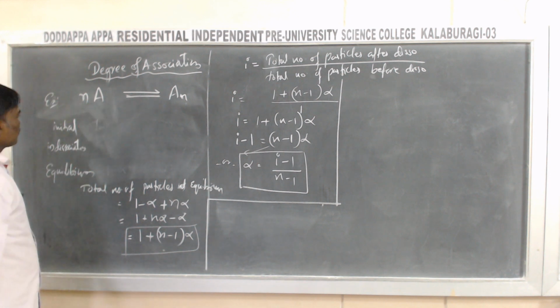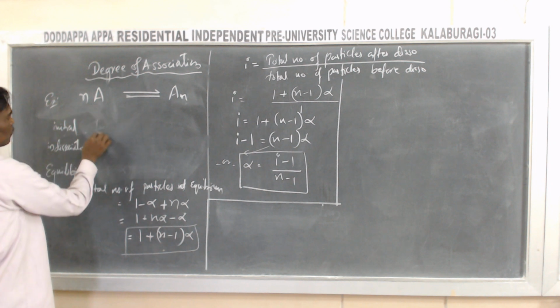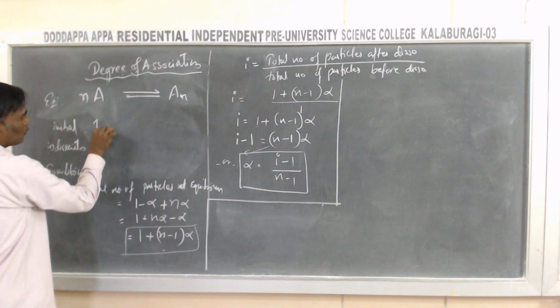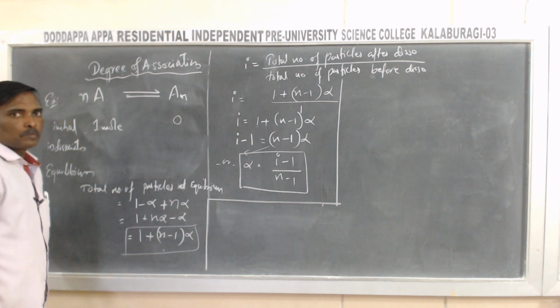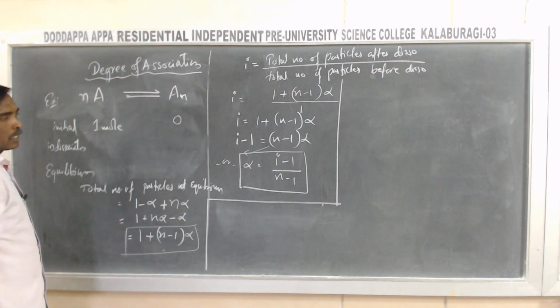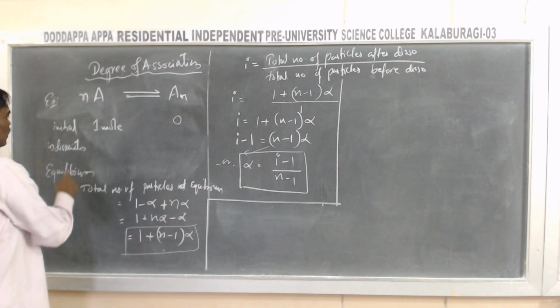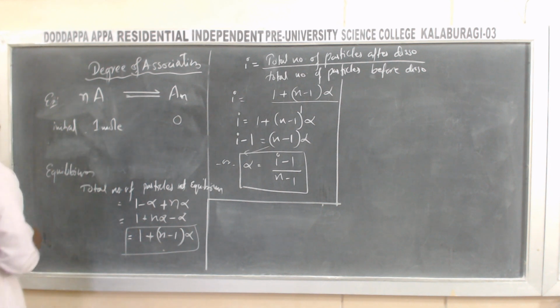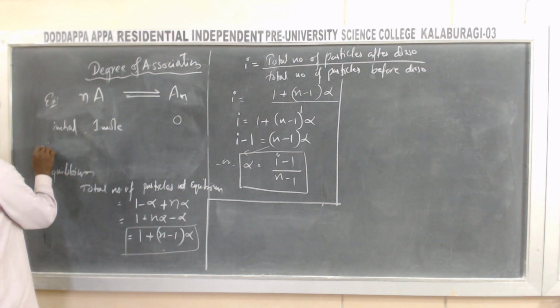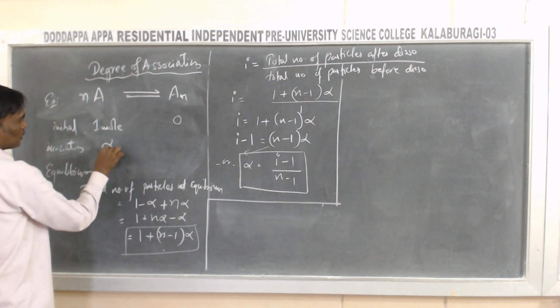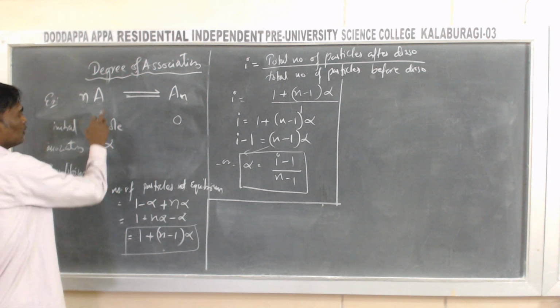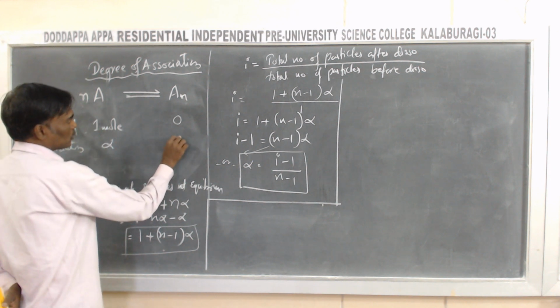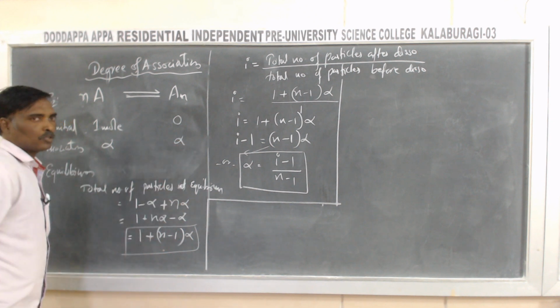This is the association. If I consider the initial number of moles of A_n as 1 mole, then the initial moles of the product formed is 0. When association takes place, say alpha out of A_n gets associated. This is the degree of association.